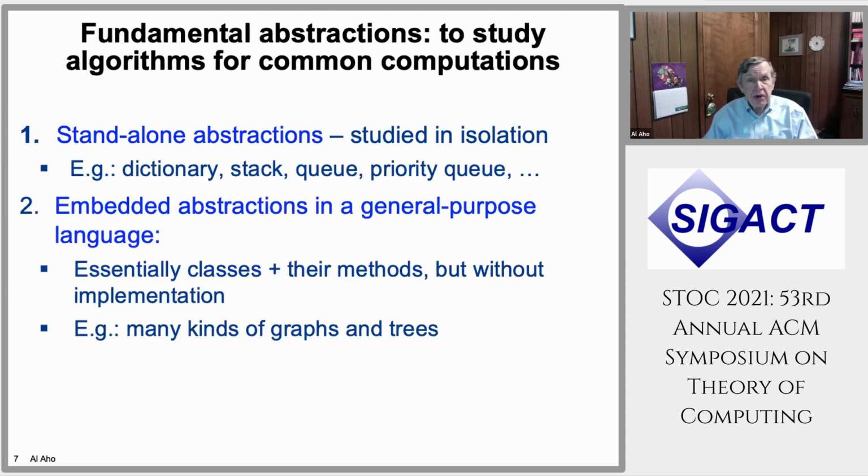The fundamental abstractions are those that you would study in a first course on data structures. They're standalone abstractions like a dictionary or a stack, or they can be abstractions that might be embedded in a general purpose programming language, but they're essentially classes and their methods, but without implementation. And so graphs and trees would be good examples of these kinds of fundamental abstractions.